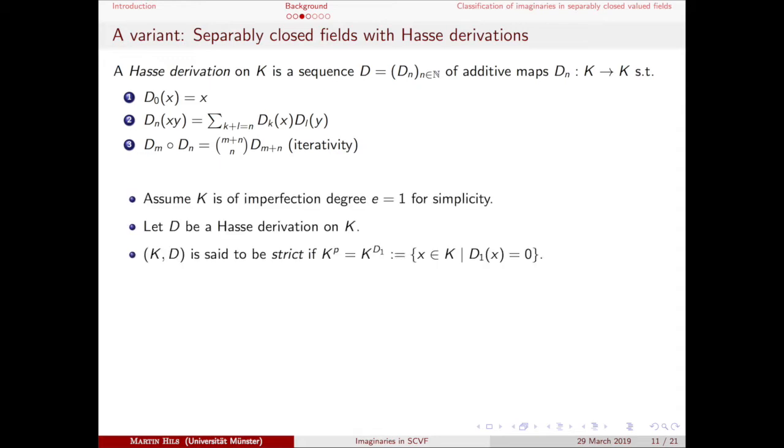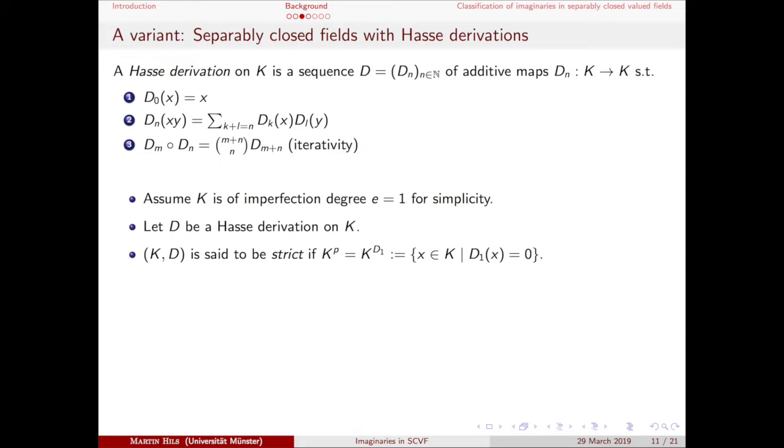So now assume, for simplicity, that K is of degree of imperfection 1. We could do finite degree of imperfection in the whole talk, and then we would have to take finitely many sequences of Hasse derivations, which we would require to commute. Everything else would be the same, just a little bit more complicated, but all the statements transfer to finite degree of imperfection.